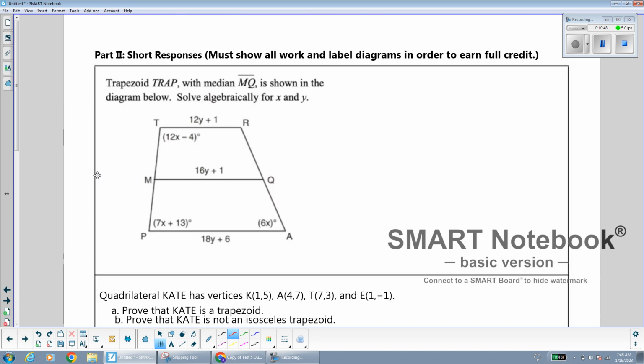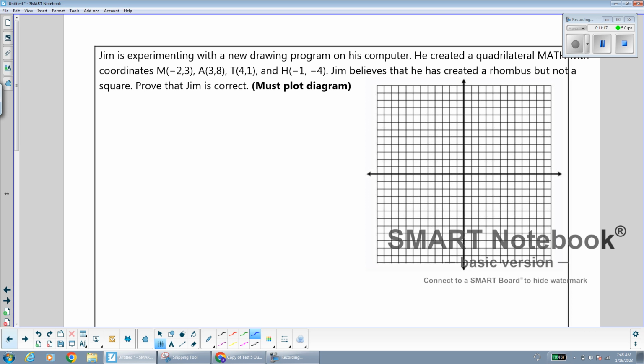Here we have trapezoid TRAP with median MQ. So that means that M and Q are midpoints. So this is the midsegment of the trapezoid. And we need to find x and y. So anytime we have any trapezoid, because we don't know this is isosceles here, the only thing we really know about the trapezoid, unless it's also isosceles, is that the bases are parallel.